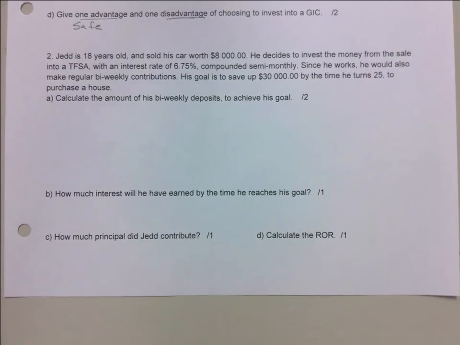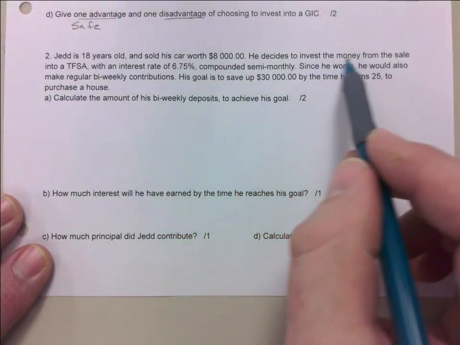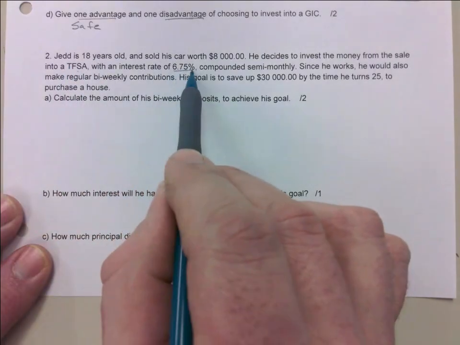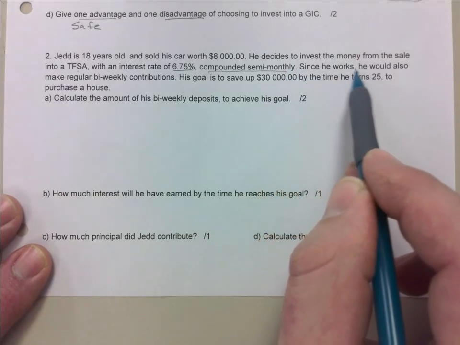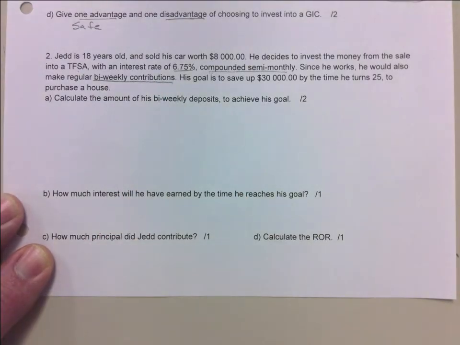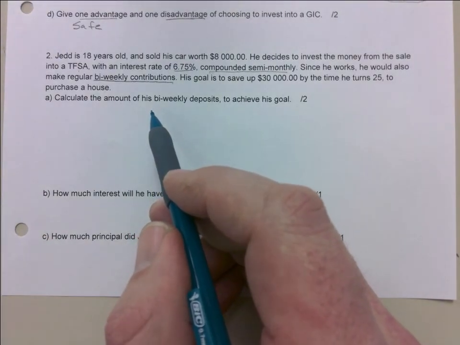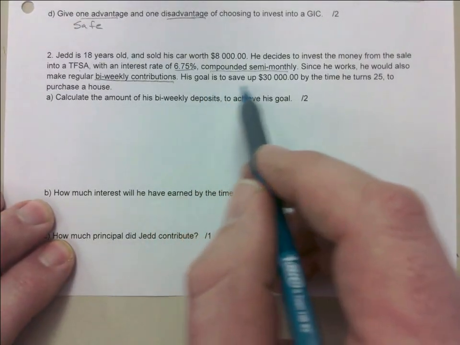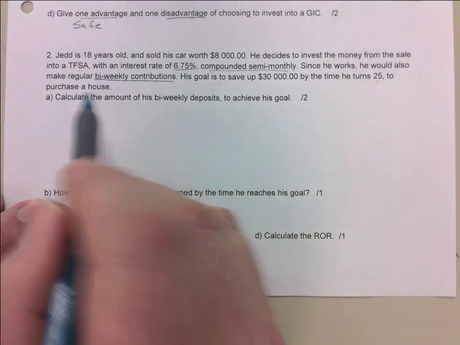Next, Jed is 18 years old. He sold his car for $8,000. Decides to invest the money from the sale into a TFSA. There's the interest rate, the compounding periods. Since he works, he would also make bi-weekly contributions, so regular deposits, right? So PMT is not going to be zero here. You're either going to have to solve for it, or you're just going to be given it, okay? The goal is to save $30,000 by the time he turns 25 to purchase a house.